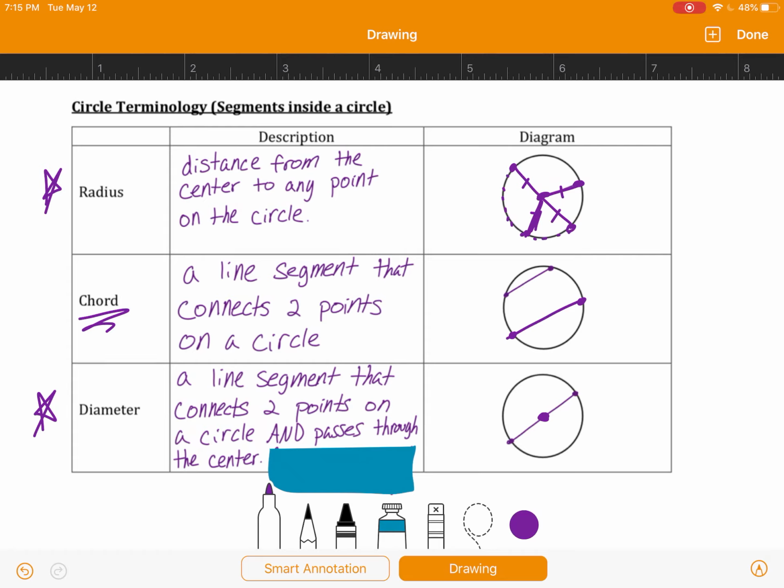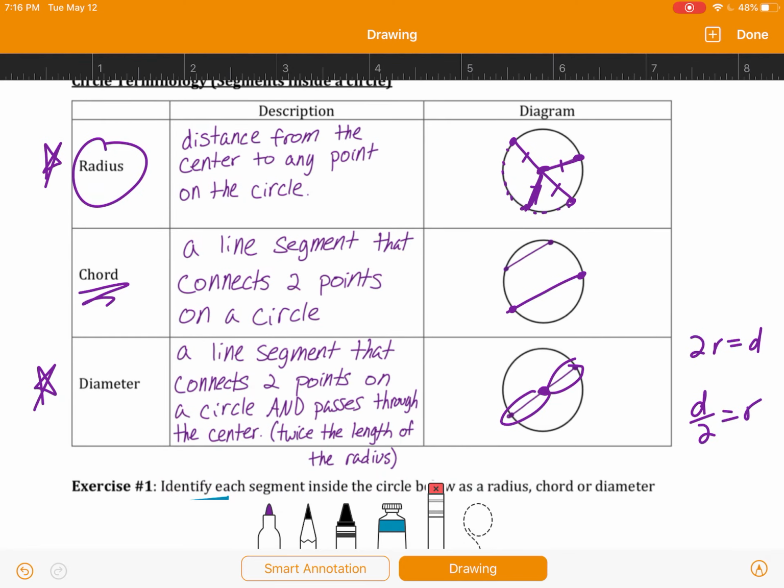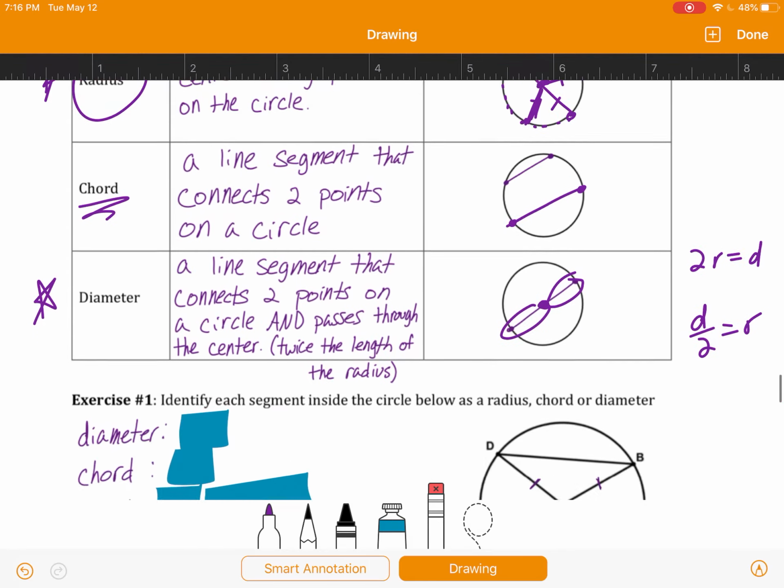So that means that since it goes through the middle, each half of the diameter is going to be equal to the radius. And you guys knew that already. You know that if you do 2 times the radius, it will equal the diameter, or the diameter divided by 2 equals the radius. You guys have done those equations for a long time now. We don't have any equations for chords just yet, but we will talk about those later on in this unit. So again, the last piece of information here is that the diameter is twice the length of the radius.